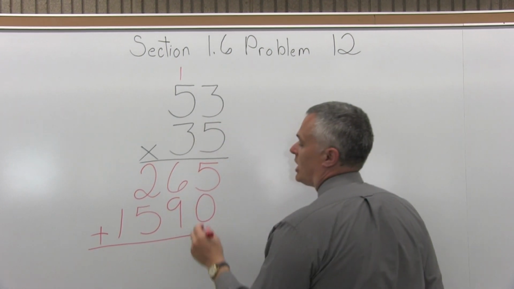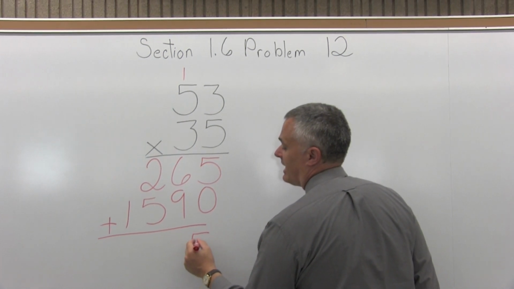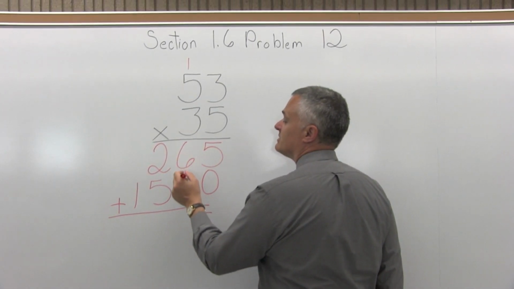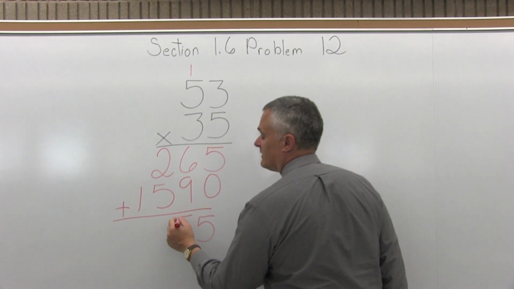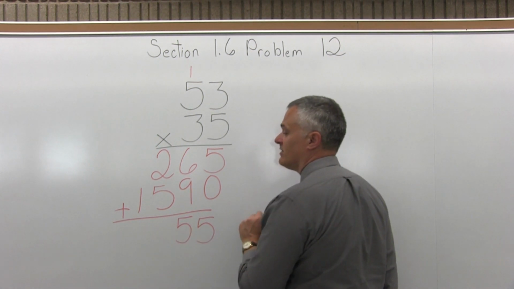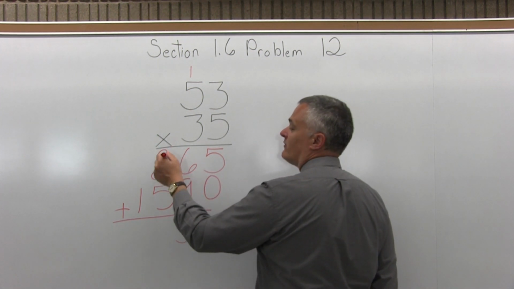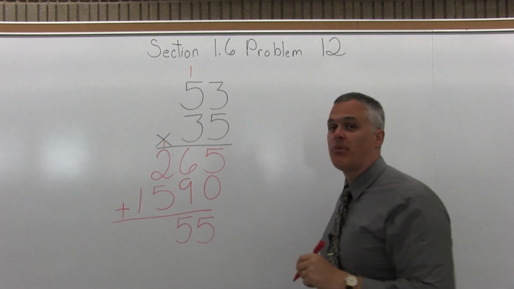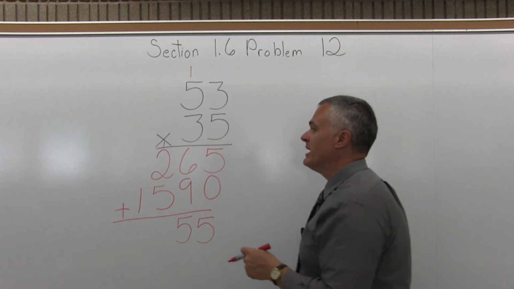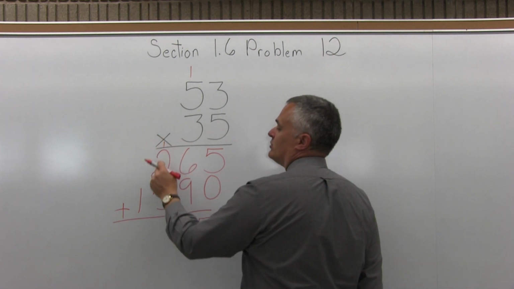So in the rightmost column, 5 plus 0 is 5. The next column, 6 plus 9 is 15. So for that 15, I put the 5 from the 15 under the 9. Then the 1 from the 15 I carry to the top of the next column. And then I'm going to add 1 plus 2 plus 5.